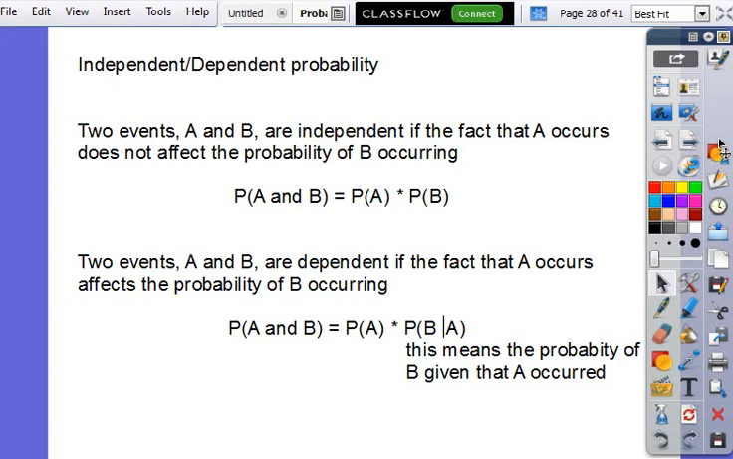All right, this bottom one down here, this last part, when it has that little line in between them, it says the probability of B given that A occurred. In other words, A's already happened, so now what's the probability of B happening if I know that A already happened? And again, it'll make more sense when we start doing the problems.